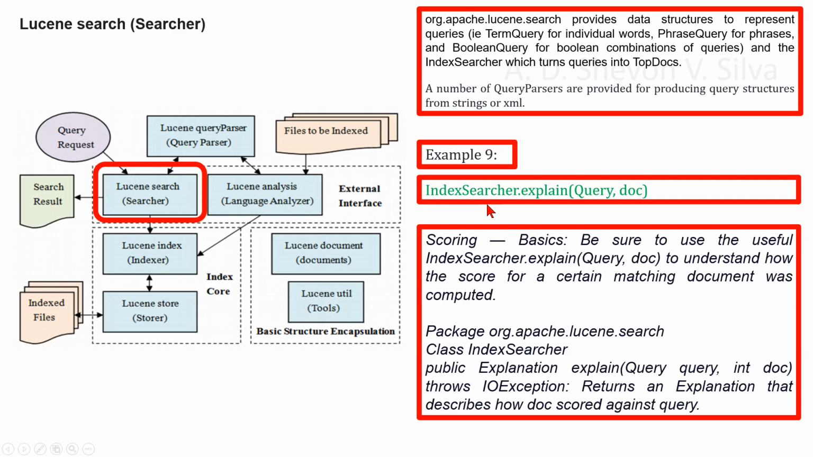Be sure to use the useful index searcher.explain query doc to understand how the score for a certain matching document was computed. Generally, the query determines which documents match, a binary decision, while similarity determines how to assign scores to matching documents.